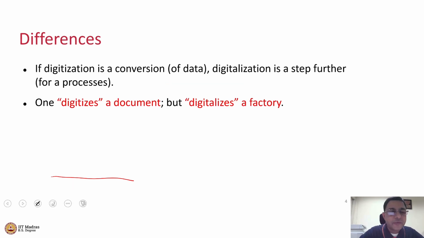So, the difference between digitization and digitalization: we generally digitize a document, but we digitalize a factory, right? So essentially digitizing a document is digitization, digitizing a process is digitalization, according to me. Okay, so that's the main difference.